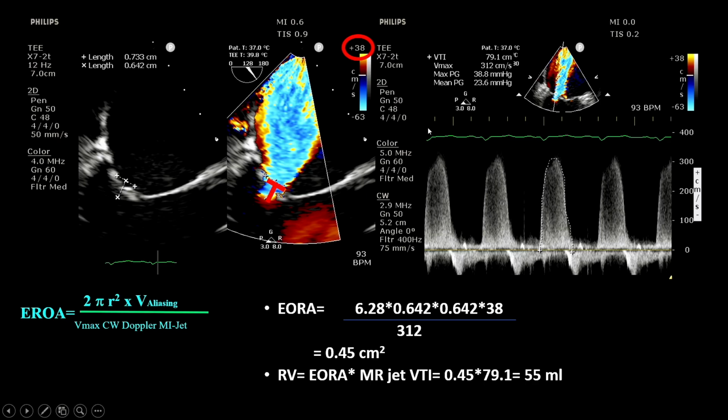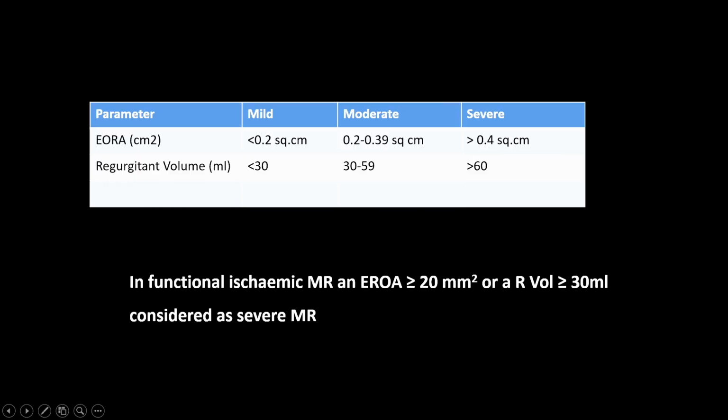I do a pulsed continuous wave Doppler of the MR jet and I get my two values, my Vmax and my VTI. Now I calculate the effective orifice regurgitant area as 2 pi r square into aliasing velocity divided by Vmax of the continuous wave Doppler. In this case, it comes to 0.45 centimeter square. And this value, when multiplied by the VTI, will give you your regurgitant volume.